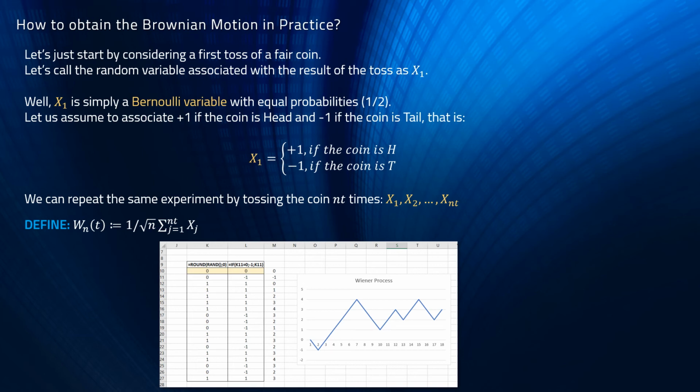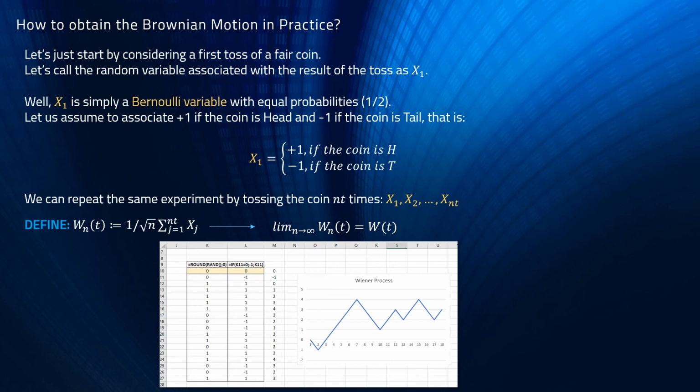So let's define a quantity like this, which has a subscript n and depends in general on t. W_n(t) is equal to 1 over the square root of n times the sum starting from j equal to 1 up to nt of x_j, which is nothing but a generic Bernoulli variable associated with a fair coin. So let's define something like this, and let's take this, I repeat again, as given.